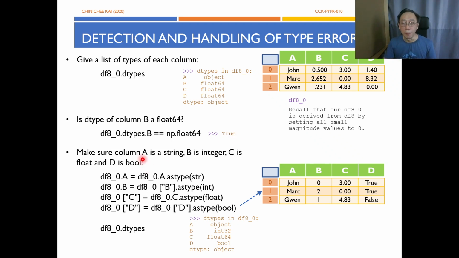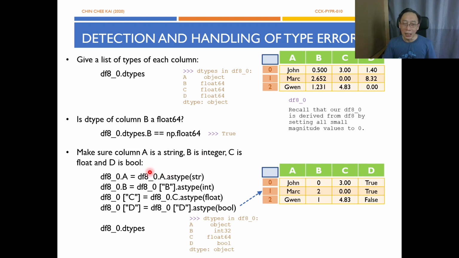What if we want to make sure column A is a string, column B is an integer, column C is float, D is Boolean? By this sort of business requirement, I'm just trying to show you the different ways to cast, C-A-S-T, the data type of the column into the desired form. So for example, we have these 4 instances.